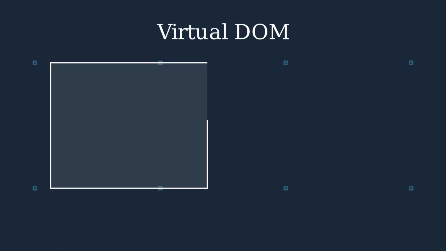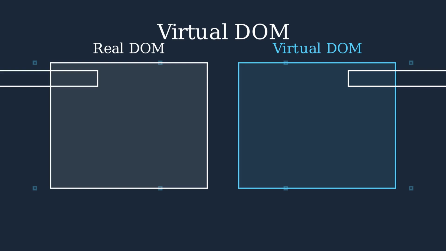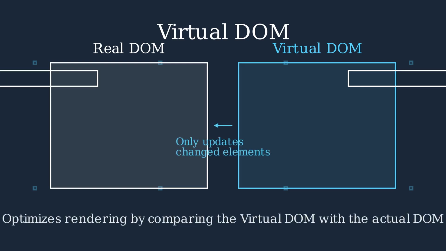The key concept in React is the virtual DOM, which optimizes rendering by comparing the current UI state with the desired state. React makes minimal changes to the actual DOM, which leads to better performance.